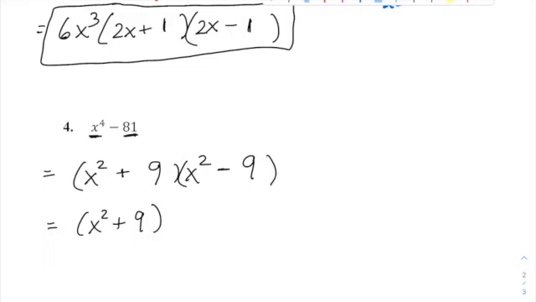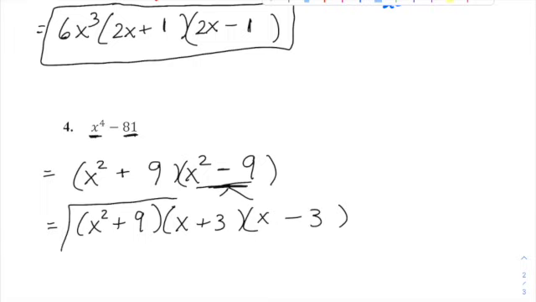X squared minus 9, however, look at this. This is another difference of 2 squares because you've got a minus, and x squared is a perfect square, and so is 9. So this is actually going to factor further. This right here is going to break down to x plus 3 and x minus 3. And your total answer is right there.